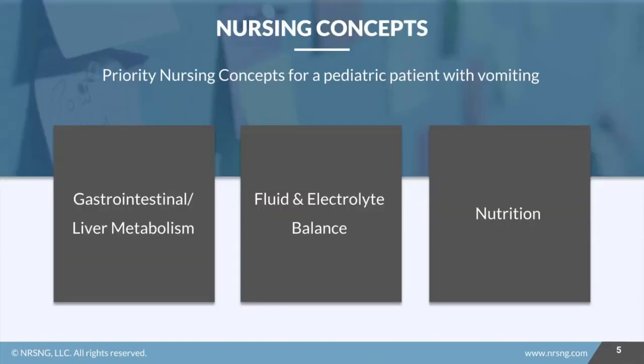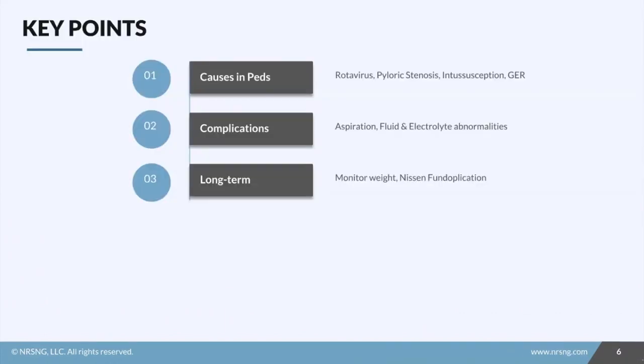Your priority nursing concepts for a pediatric patient who is vomiting are going to be gastrointestinal and liver metabolism, fluid and electrolyte imbalance, and nutrition. Okay, you guys, the first thing to remember about vomiting in children is that it isn't really all that different from vomiting in adults. Now, there are a couple of diagnoses that I want you to be aware of that are different in kids or unusual. So we've got rotavirus, pyloric stenosis, intussusception, and gastroesophageal reflux.